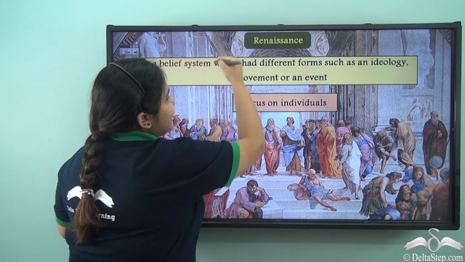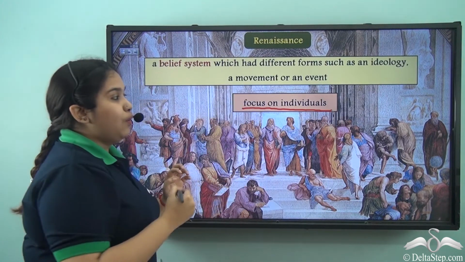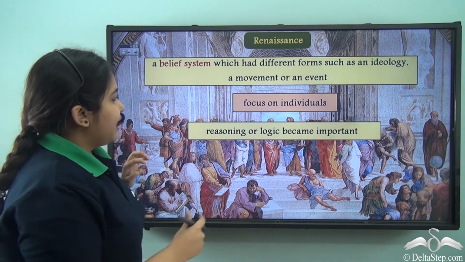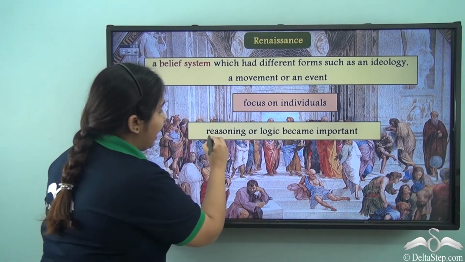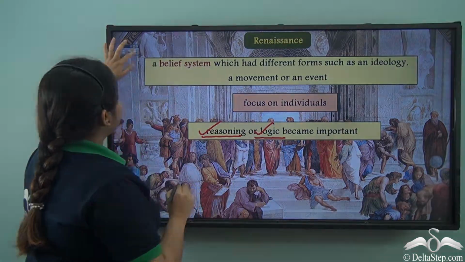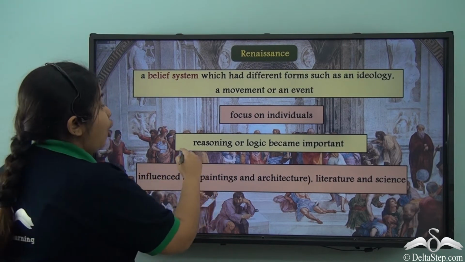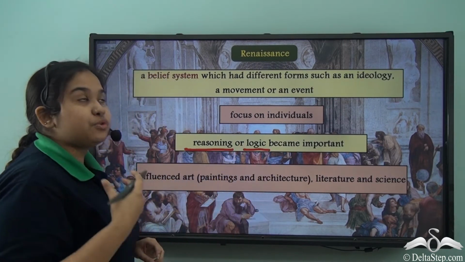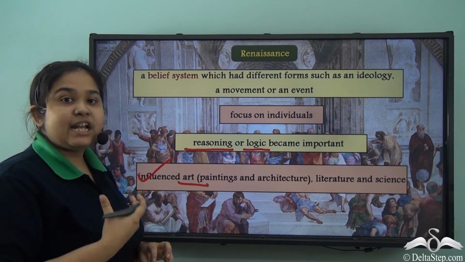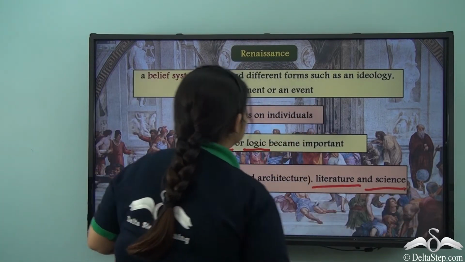Ideally, therefore, the essence of Renaissance lay on the fact that individuals now were the core factor in the society. And this core factor was driven by reasoning and logic. So, rationalism. So we see that the belief system that was based on reasoning or logic, which was developing during this period, ultimately influenced art that included paintings and architecture and sculptures, and also influenced literature and science.